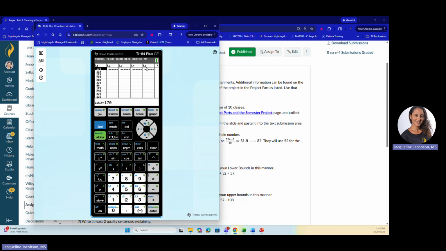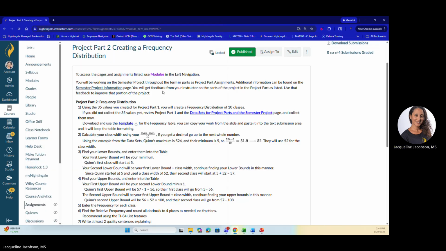I suggested you guys put them in L5 so you don't have them affect your assignments and such, and you're going to be using that sample multiple times for your project. So if you did not, I would suggest to list your 35 values in L5, but just remember that you are using L5 when you are going to do whatever calculations with the calculator.